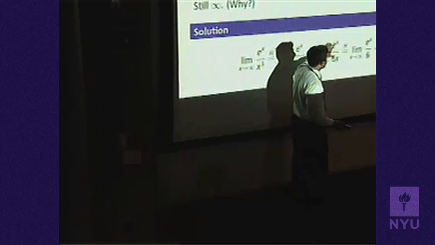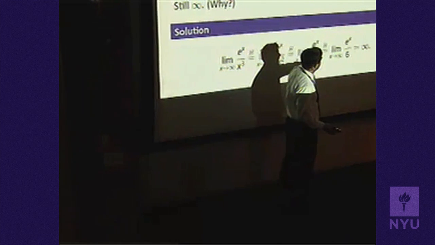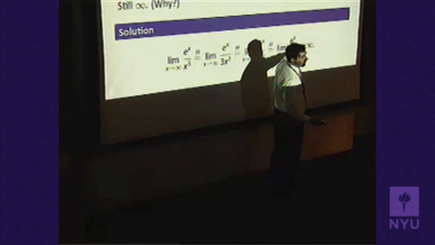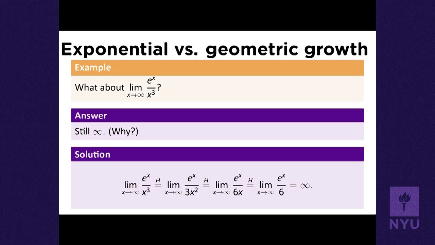So take another derivative, e to the x over 6x. Still indeterminate because both go to infinity. So take another derivative, e to the x over 6. No longer indeterminate. Now we can determine that the limit is infinity. So x cubed grows faster than x squared, but e to the x grows faster than both of these.